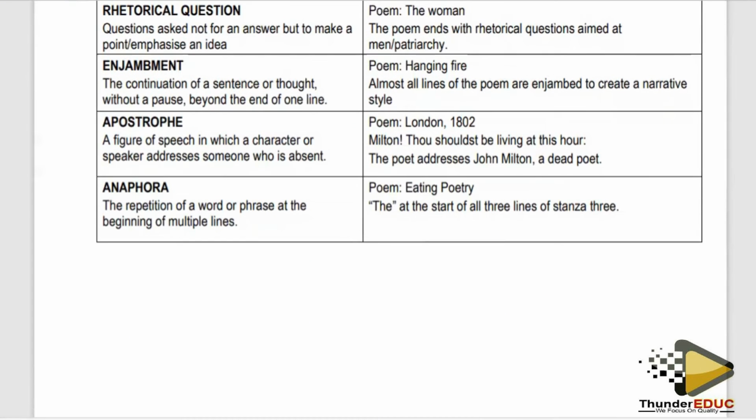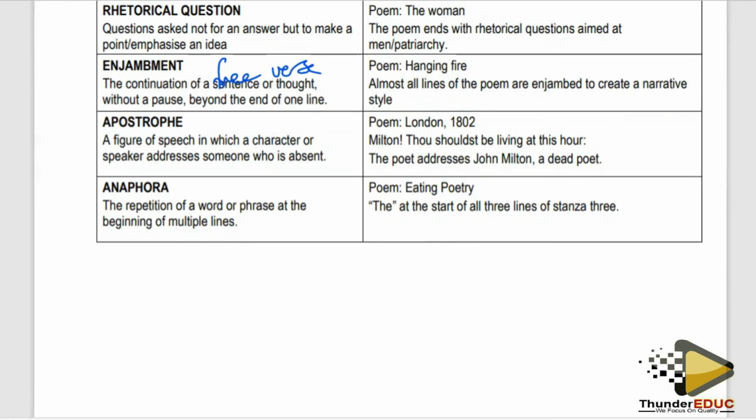Enjambment. Enjambment is usually used in a free verse, if you remember. So when we say free verse, that's the type of poem where we find this characteristic. This poem has continuity happening. There's agency, that the poet cannot stop in one line, but continues the idea to the next line. It's almost like there's so much agency that he cannot pause. So it's the continuation of a sentence or thought without a pause beyond the end of one line. That's what we mean by enjambment.